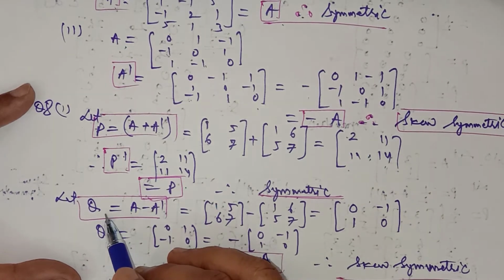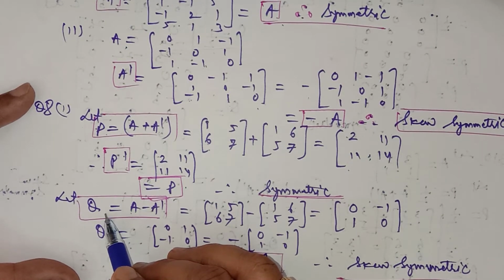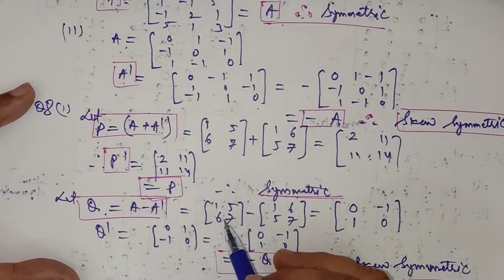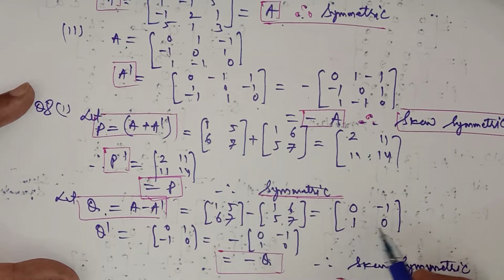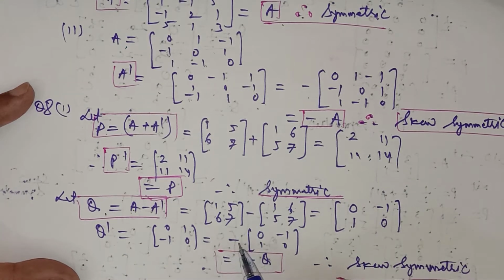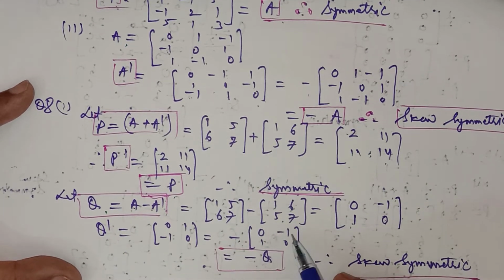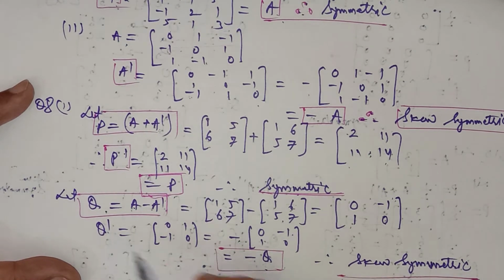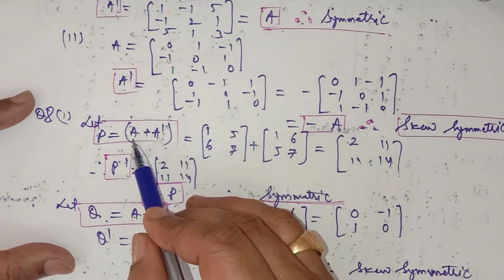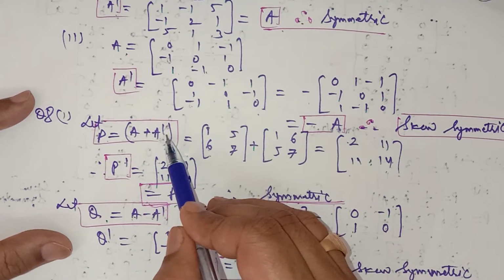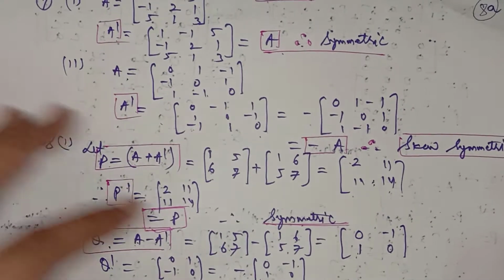Now I've let A minus A transpose be Q. You have to prove that Q is a skew symmetric matrix. So A minus A transpose: the transpose of A is this, subtract it, and you get 0 minus 1, 1 0. Find the transpose of it, which will be 0 1, minus 1 0. Take minus common in it, and it comes out to be minus Q. So Q, which is equal to A minus A transpose, is a skew symmetric matrix. So A plus A transpose is always symmetric and A minus A transpose is always skew symmetric.